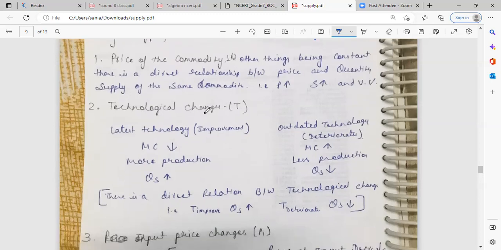Okay, ma'am, what is this technological change? Technological change can be of two types, right? One is you are using the latest technology and one is you are using outdated technology. Listen to it very carefully, students. When you are using the latest technology, of course it will be an improvement, and if you are using the outdated technology, that is deteriorated. It is not a good thing.